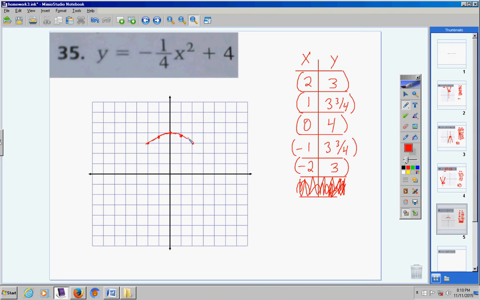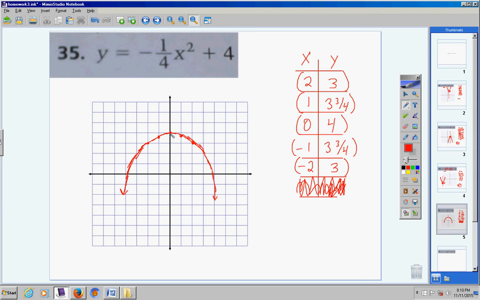And of course, it's not going to continue to go out. Eventually, it's going to start coming down. You can just sketch it. It's not super important that you get it perfectly right. We're just sketching it, okay? If we want to get it perfect, we would make our table of values have about 10 or 15 points. There we go. That's a pretty good graph.